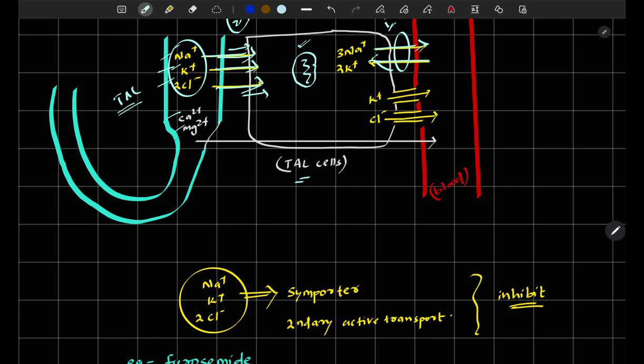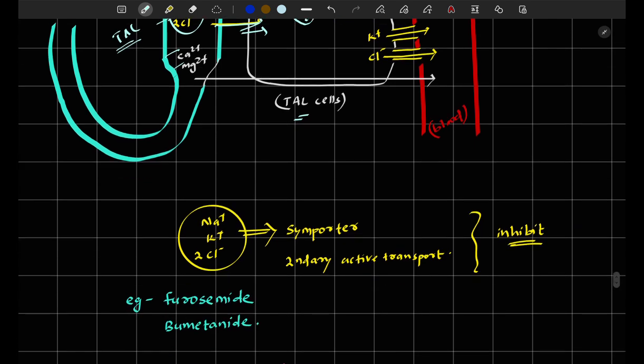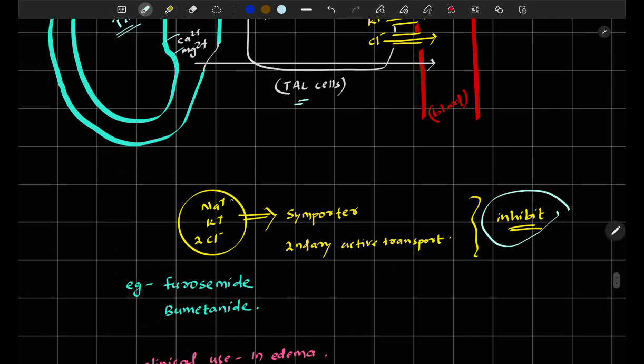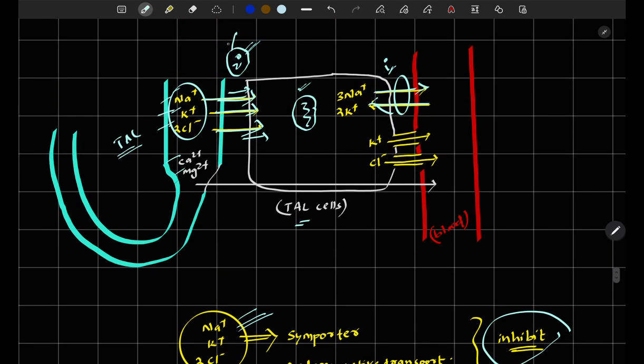So when we add some loop diuretics, the loop diuretic will inhibit this symporter, or the secondary active transporter, due to which these three molecules cannot enter the cells or cannot be reabsorbed. Why reabsorbed? Because absorption occurs in the intestine, and in the nephron it is reabsorption.